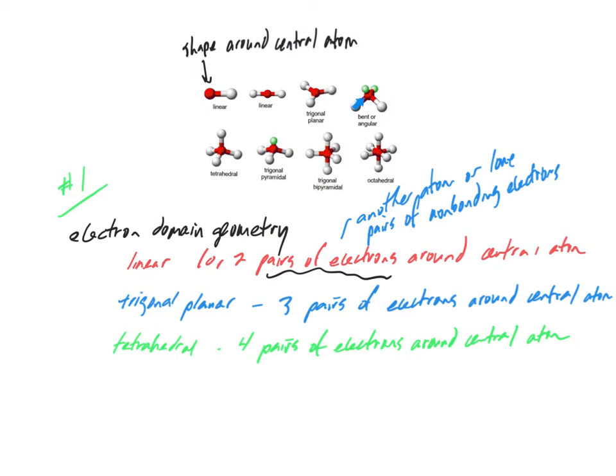shape here. We can see there's 1, 2, 3, 4 pairs of electrons. In this case, there's 2 bonds to other atoms and 2 non-bonding pairs of electrons for a total of 4 pairs of electrons. And down here for tetrahedral, we have 4 bonds to other atoms around the central atom.